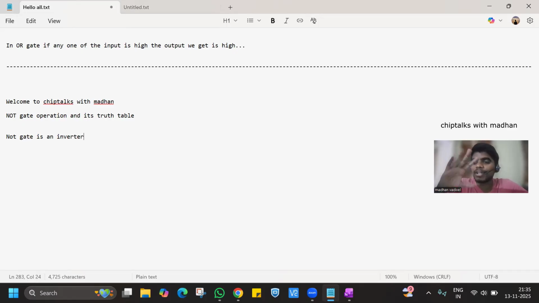Inverter in the sense like opposite reactions, opposite condition. On means off, off means on. NOT gate is an inverter operation. So off means on state, whereas on means off state. This is the operation of NOT gate. So I will show that NOT gate diagram and its truth table.